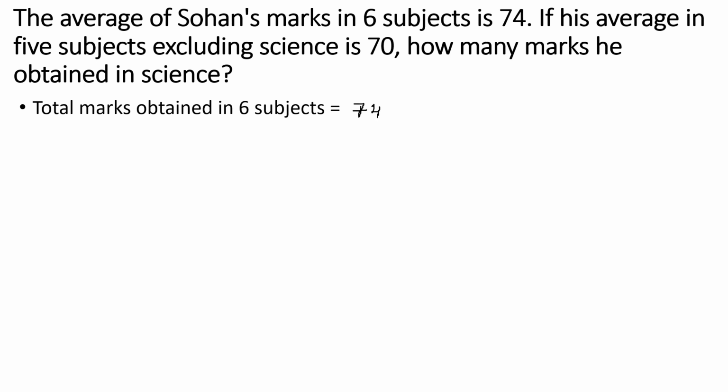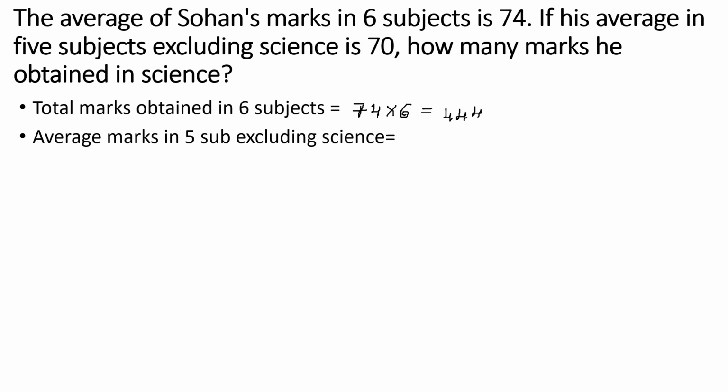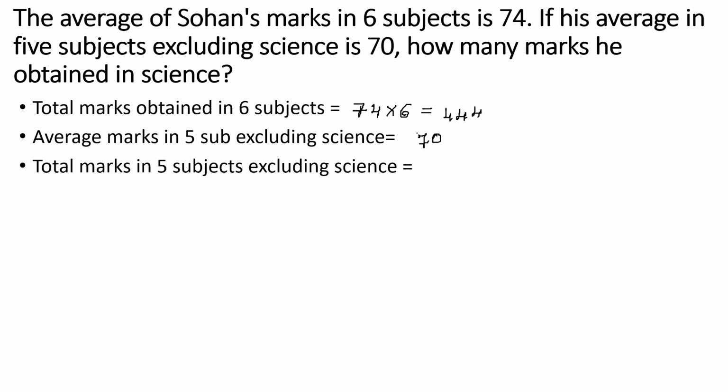Now we need to find the total. So total marks will be average into total subjects. So 74 into 6 is 444. So this is the total marks in 6 subjects. Now the average marks in 5 subjects other than science is given as 70. So total marks in 5 subjects will be average marks into 5. So 70 into 5 will be 350.